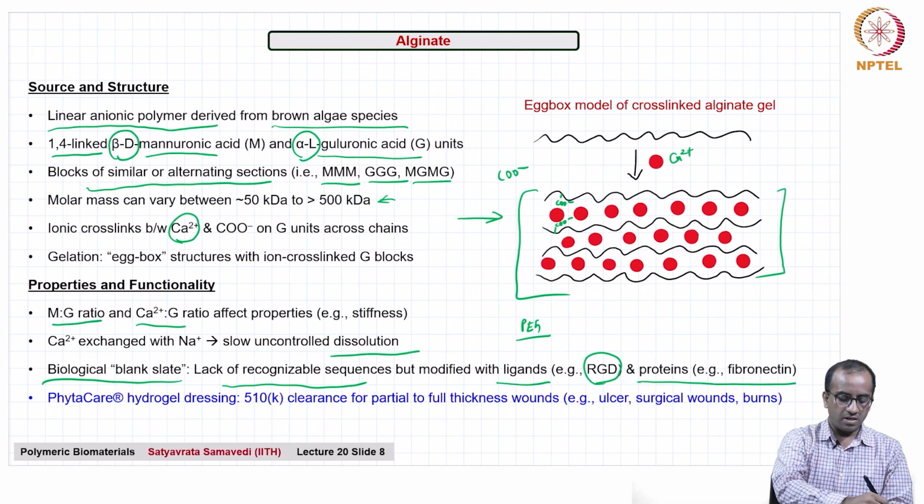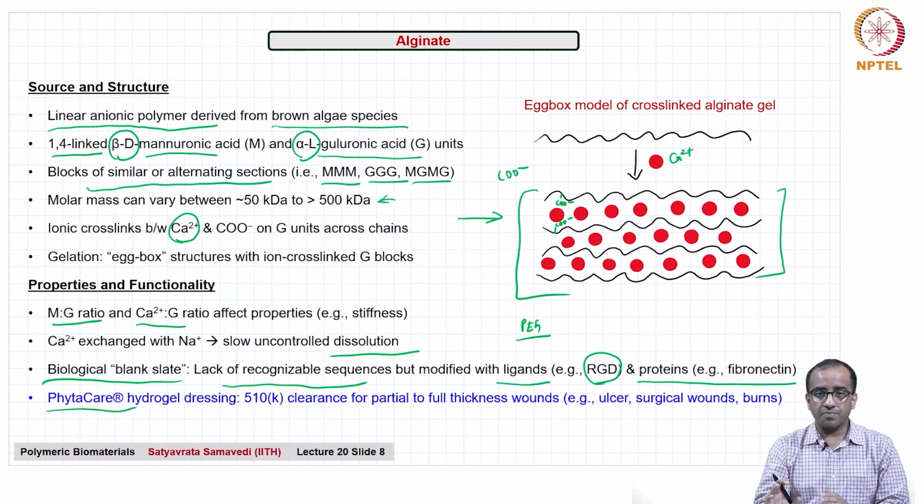And one important product that is out there is this Phytocare hydrogel dressing that has received this 510K clearance, FDA clearance for partial to full thickness wounds. So, that is alginate.